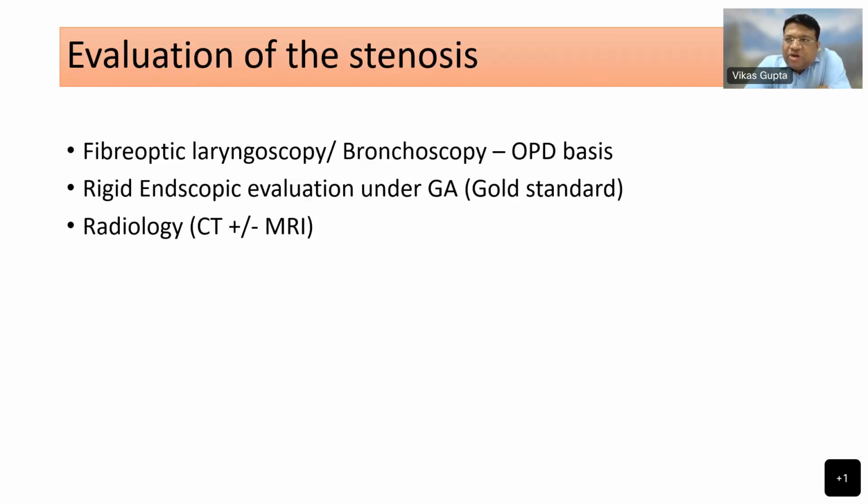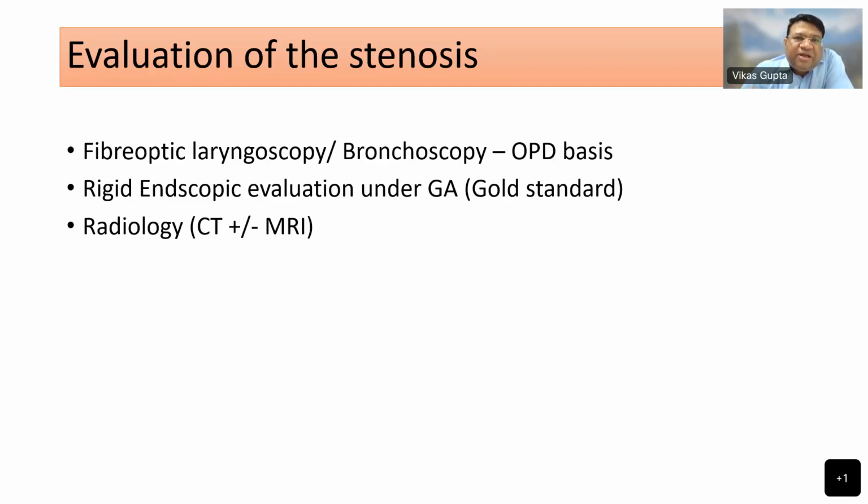So now we know the aims and objectives of our evaluation. Now, how do we achieve these objectives? How do we know what the craniocaudal extension is? The first thing that comes to our mind is that we should go for radiology. Radiology is good; it is taken as the primary investigation, the first investigation, or the OPD basis investigation.